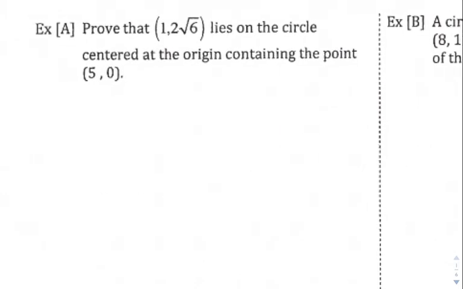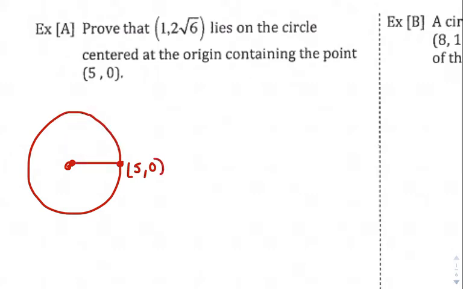It says prove that 2 radical 6, 1 lies on the circle centered at the origin containing the point 5, 0. So, in order for a point to lie on a circle, it would need to have the same radius as the circle. Now, what we're going to do is the Pythagorean theorem twice. So if I think about a circle here, it says it's centered at the origin and it contains this point 5, 0.